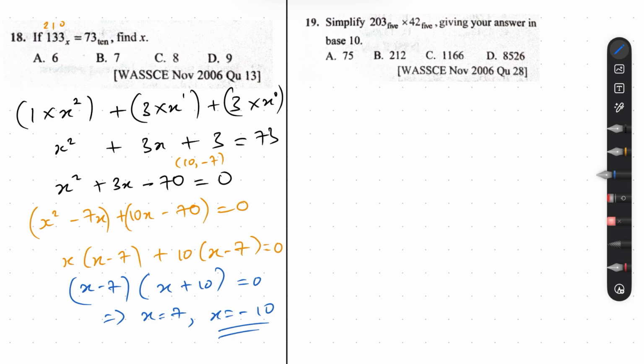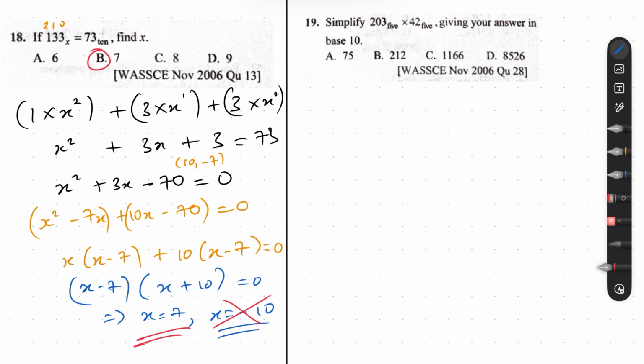But our base cannot be negative, right? Our base right here, which is x, cannot be negative. So that means this answer cannot be accepted. The only correct answer is this, x equals 7. So our x equals 7, which is B. Okay, cool.